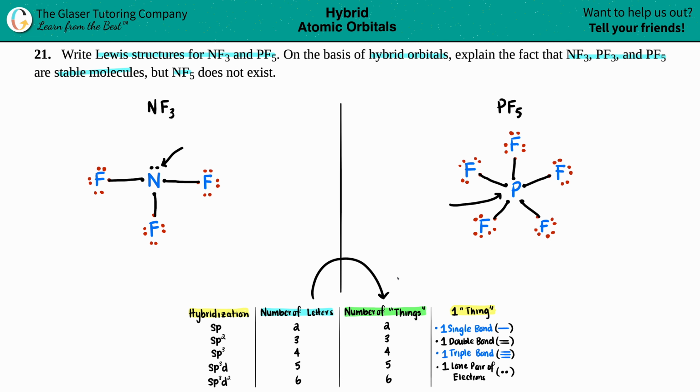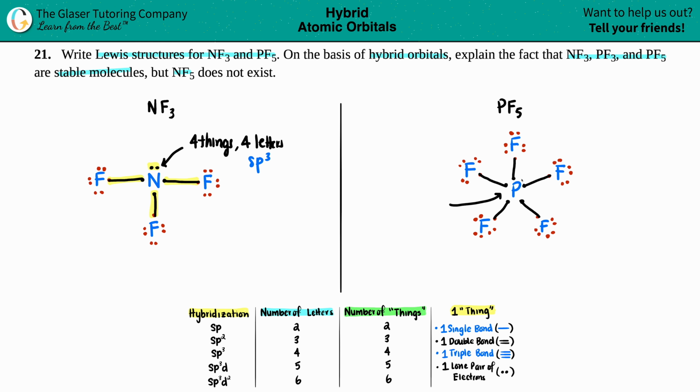For example, sp3 has 1 s and 3 p orbitals, so that's a total of 4 letters. And the number of letters corresponds to the number of things. One single bond is one thing, one double bond is one thing, a triple bond is one thing, and a lone pair is one thing. So when I go over to nitrogen and ask how many things it has: a single bond is one thing, another single bond is 2 things, one more single bond is 3 things, and a lone pair, that's a total of 4 things. So 4 things, 4 letters, and the 4-letter one is sp3 hybridized.